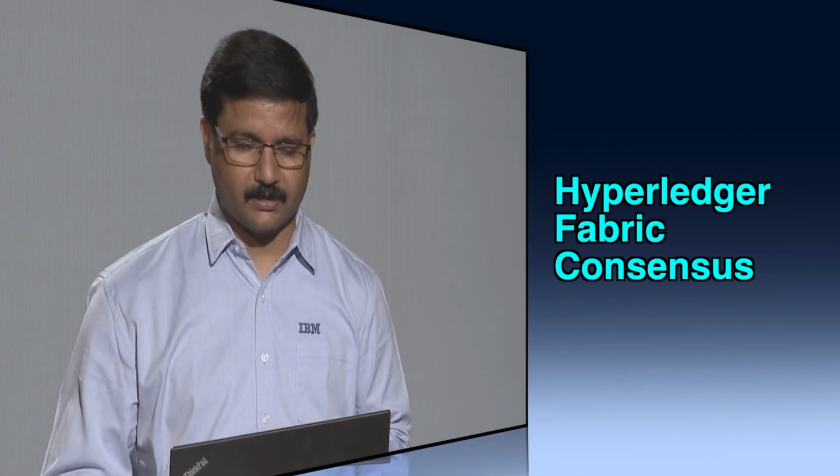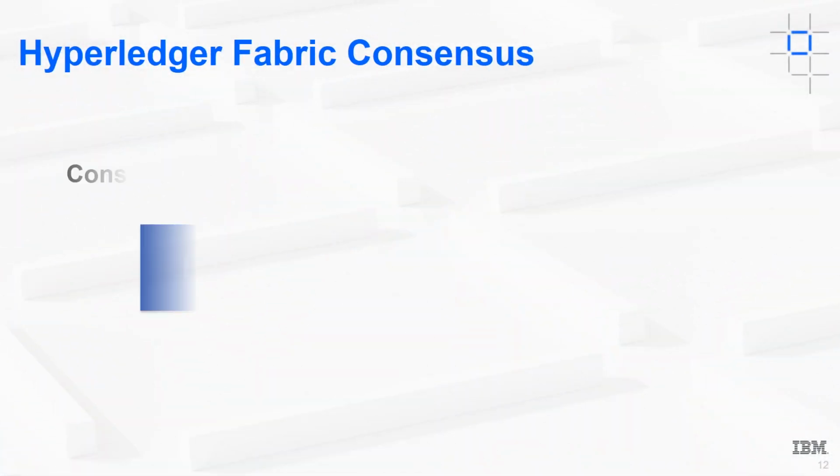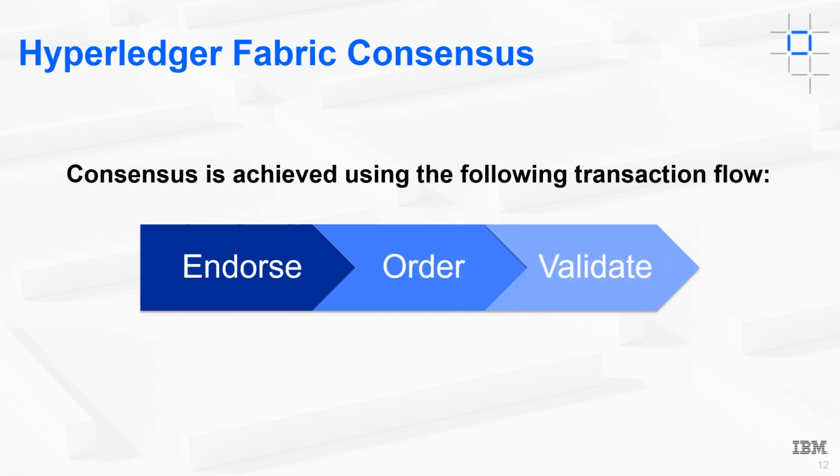Let's quickly talk about how consensus happens in Hyperledger Fabric. The consensus is achieved using a particular transaction flow, right? The client application sends a request to the endorser. The endorser endorses it in a certain way. We'll see that in detail in the next slides, right? It is then sent to the orderer, and then the validation process happens. Finally, it gets a commit process. So let's quickly talk about how the flow happens in this particular architecture, right?